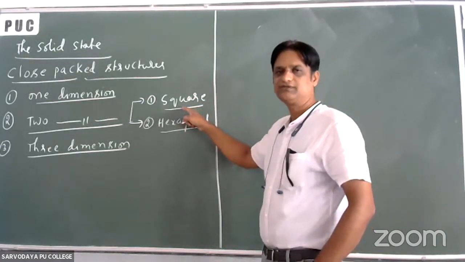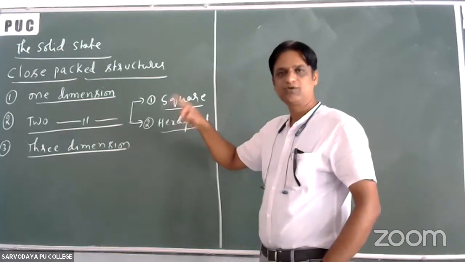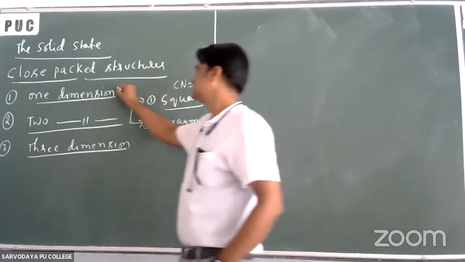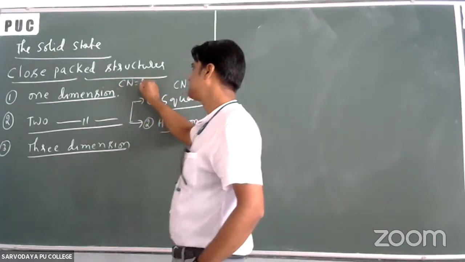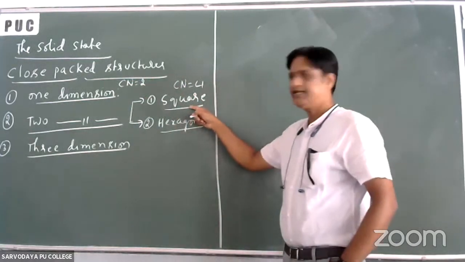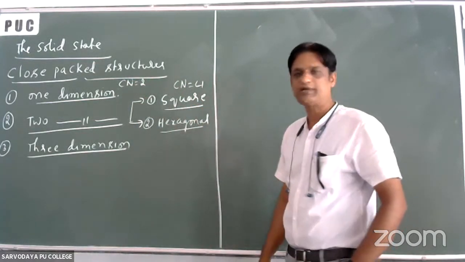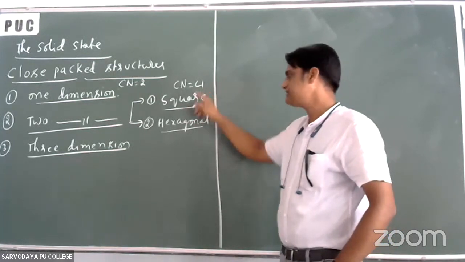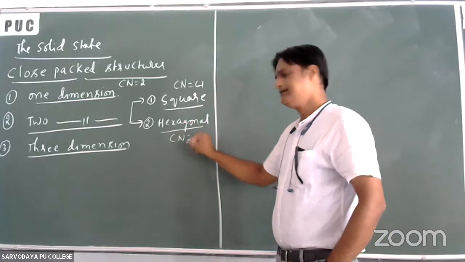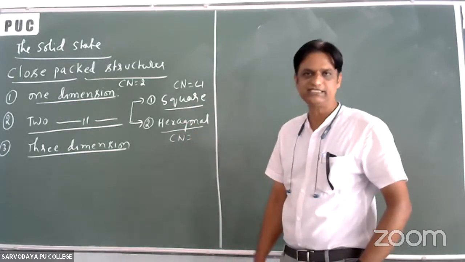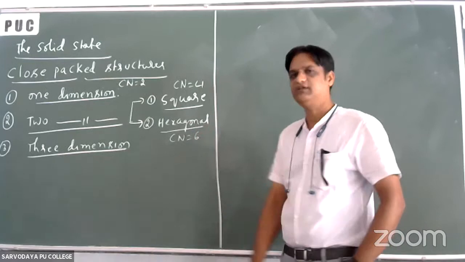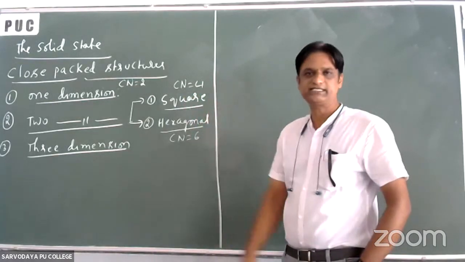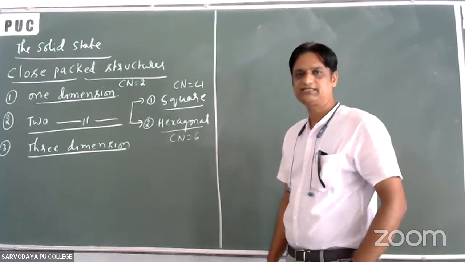In case of square closed packed structure, coordination number will be 4. In one dimension coordination number is 2. In two-dimensional closed packed structure, square closed packing, coordination number is 4, whereas in hexagonal closed packed structure, coordination number will be 6. About this we have already discussed in detail in the previous class.